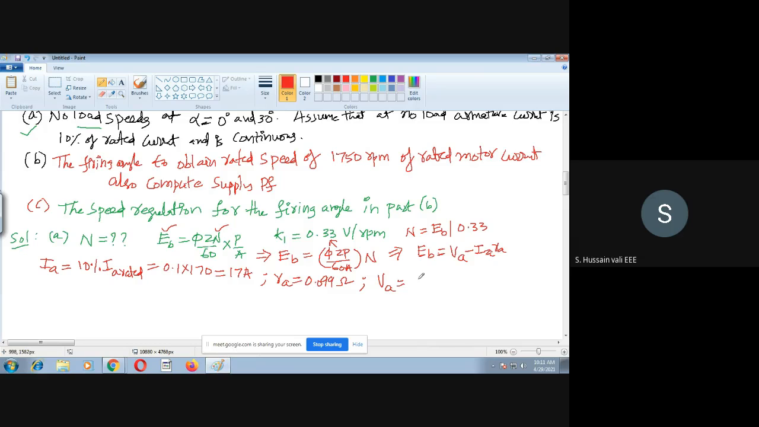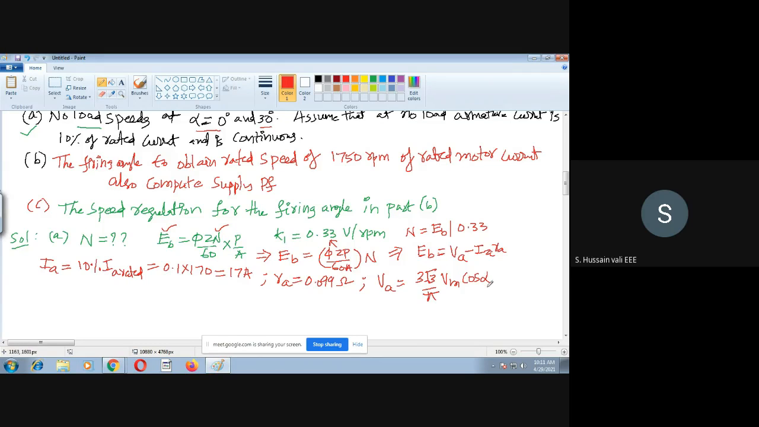What is the output of the full converter? Just now I gave you one equation: 3 root 3 by pi into Vm into cos alpha. This is the equation we know. Now what is alpha? In the problem you have to find the speed for two cases: alpha equal to 0 and alpha equal to 30. So we will find out case by case.